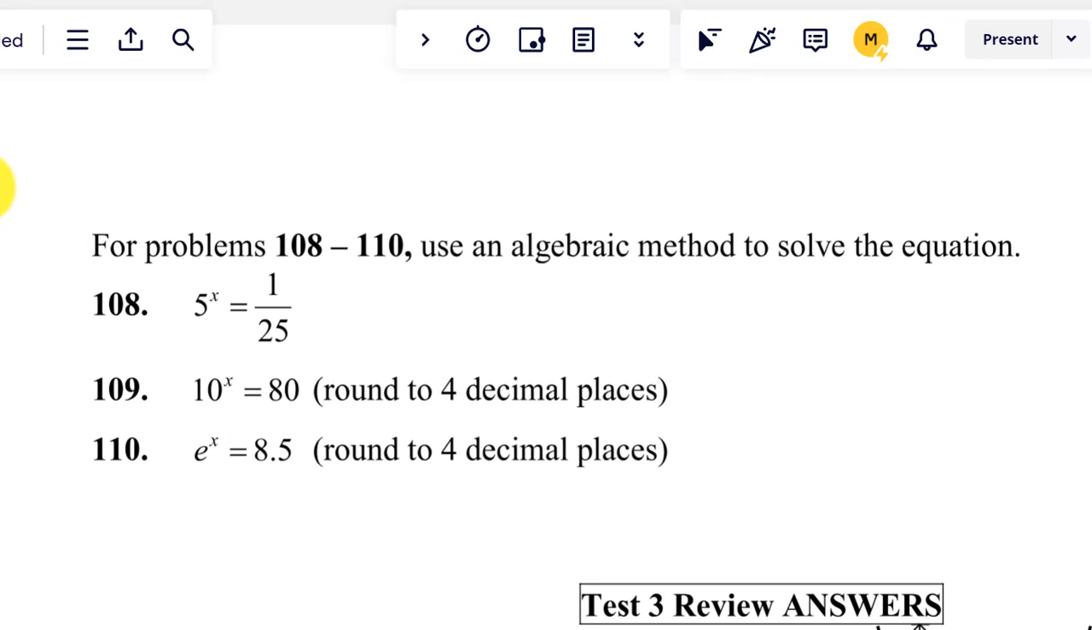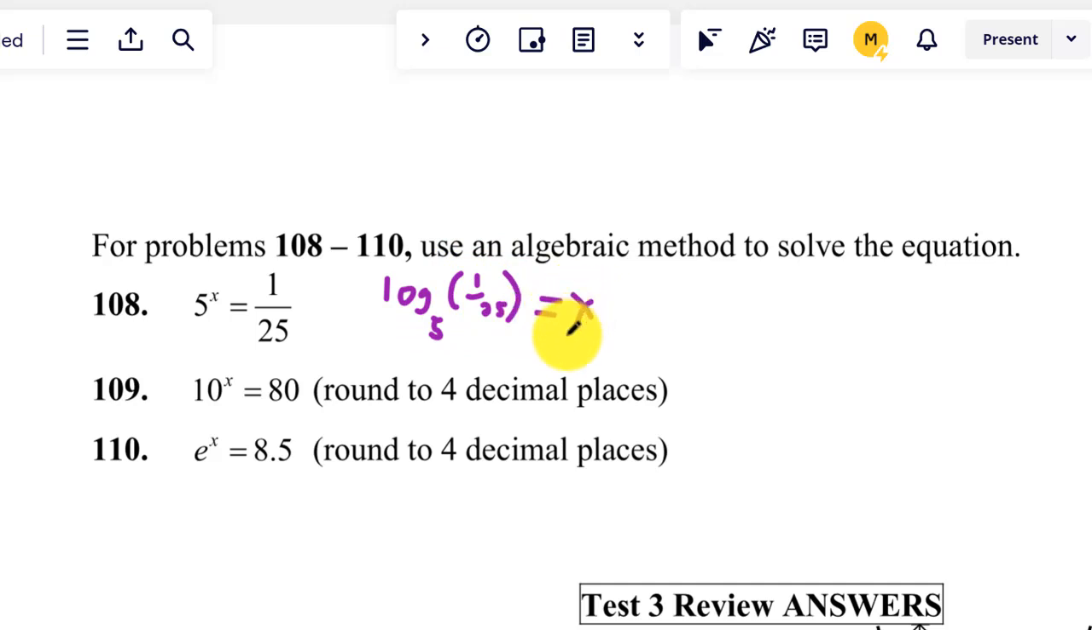Okay, so let's handle problems 108 through 110. Use an algebraic model to solve the equation. All right, so I have 5 to the x equals 1 over 25. We could rewrite this, right, using logs. Here's my log. The base of my exponent's 5. 1 over 25 comes inside, and that equals x.